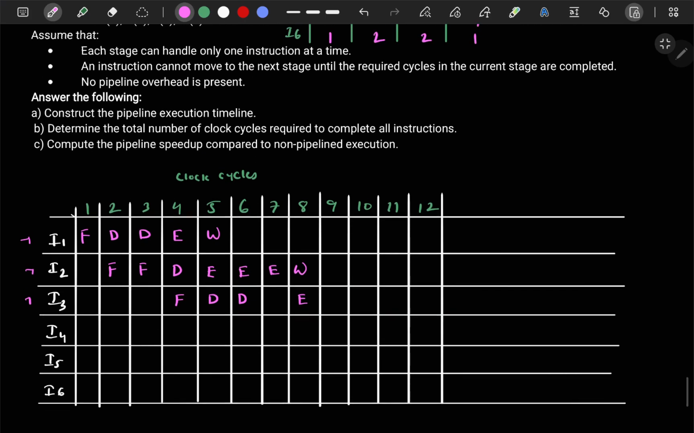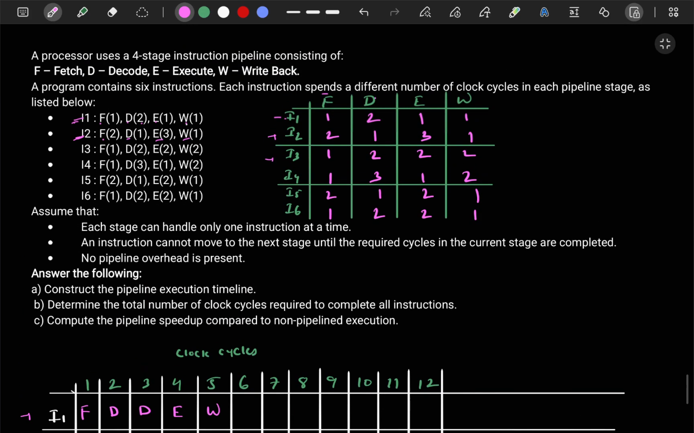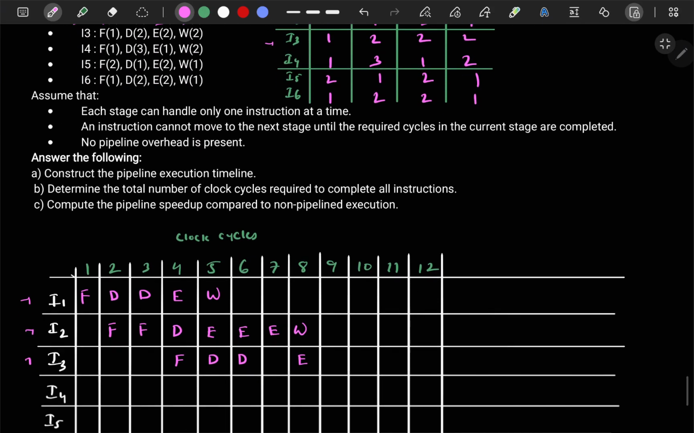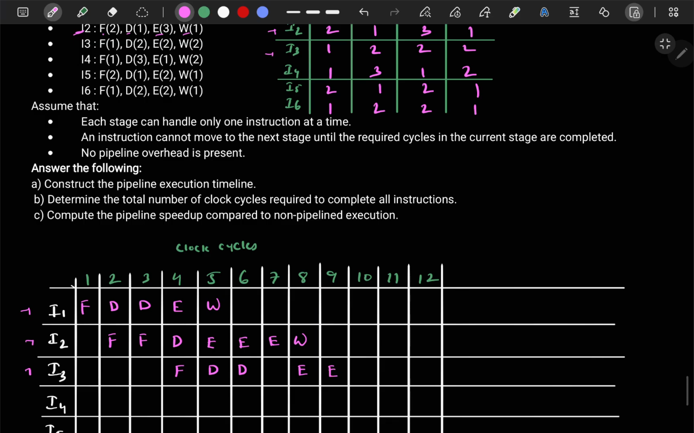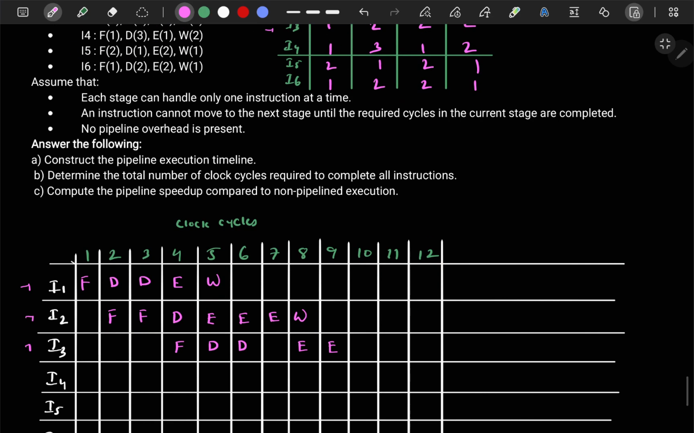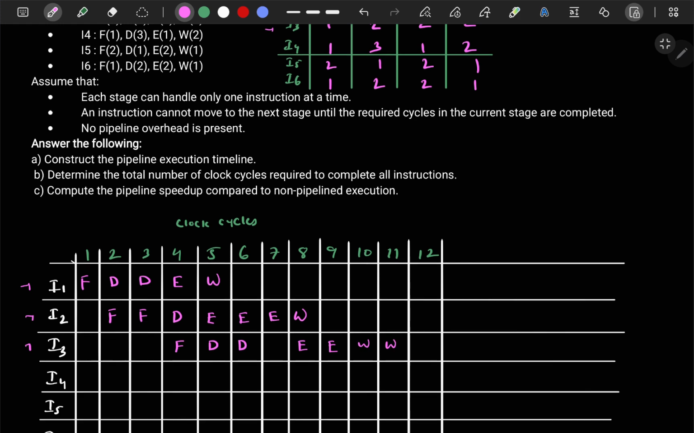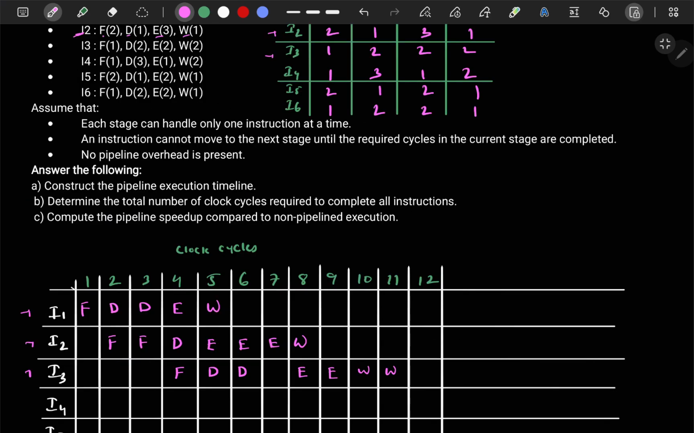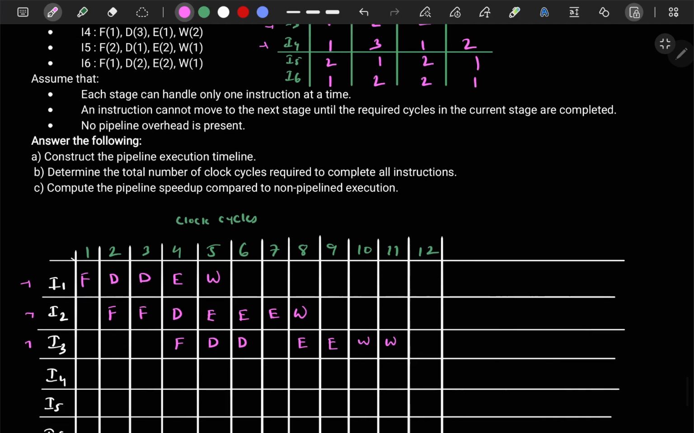Now for I3, write back is taking 2, and execution also is taking 2. So I will write 2. For write back it is taking 2 clock cycles, so at the 10th and 11th clock cycles I3 is performing write back, that is the meaning of it. Fine. Now let's try to execute the I4 instruction.